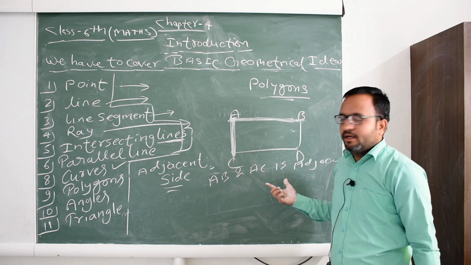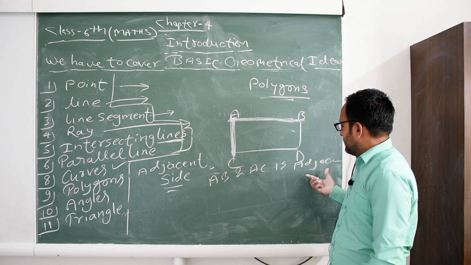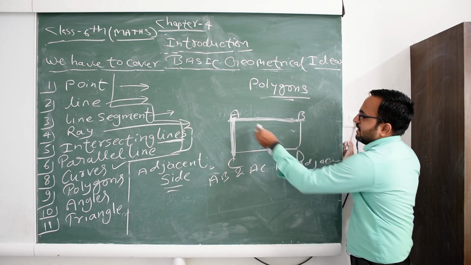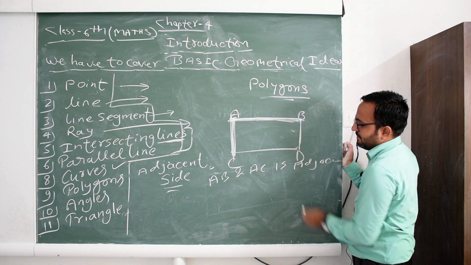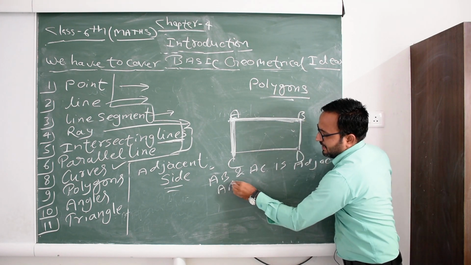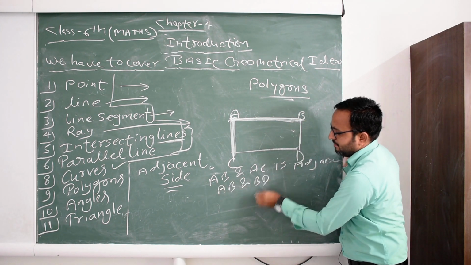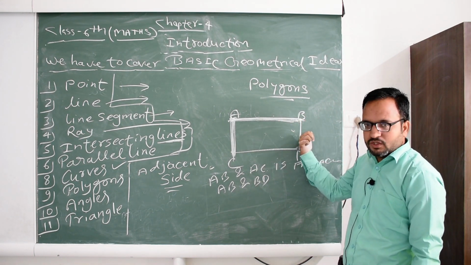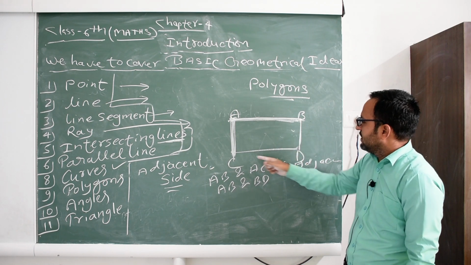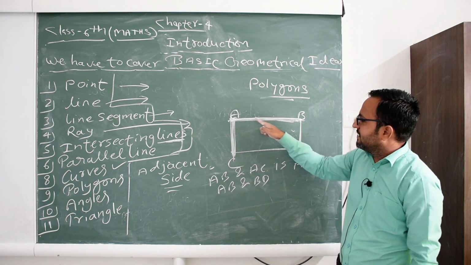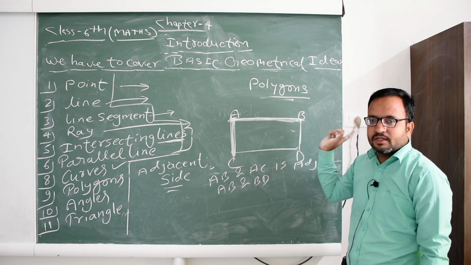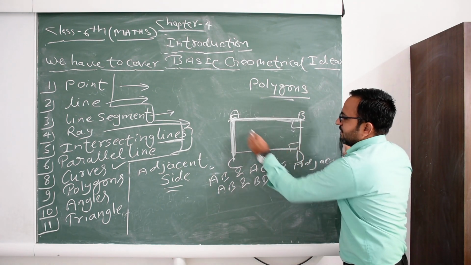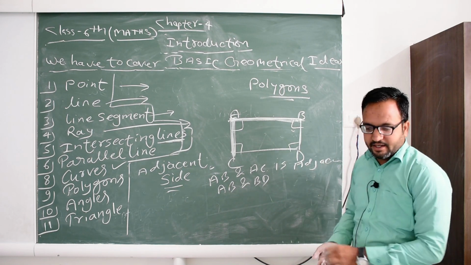Adjacent, in Hindi we call it Samipvarti and Nikatvarti. Same as AB and BD. AB and BD both share a common point. So this is also an adjacent side. This is also an adjacent side. This is also an adjacent side. Now adjacent angles. Now we draw these 4 angles.